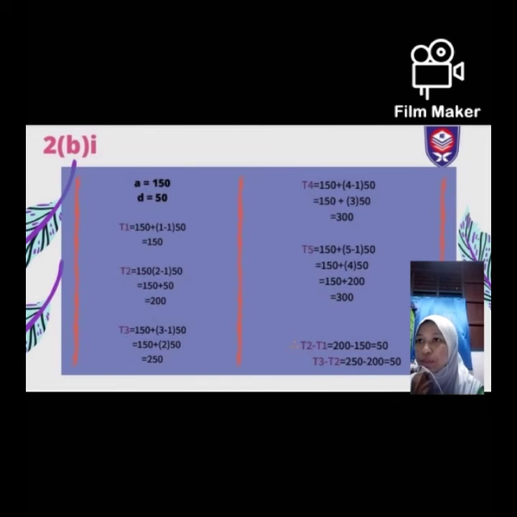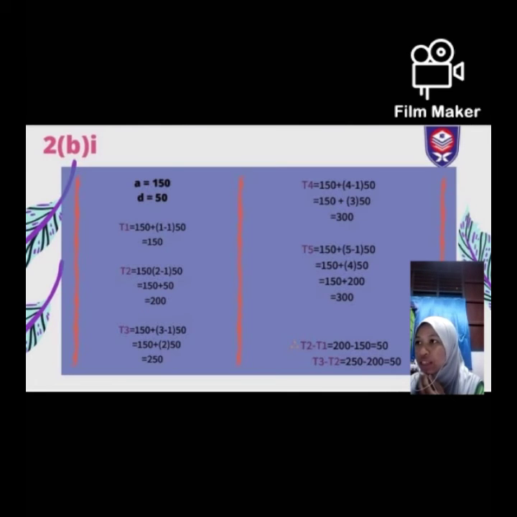What is the difference between each month? First, we need to know the amount of each month. Use the formula Tn equals a plus (n minus 1)d. As we know, the value of a is 150 and d is 50. Insert the values into the formula. For the first month, T1 equals 150 plus (1 minus 1) multiplied by 50, and we get 150.